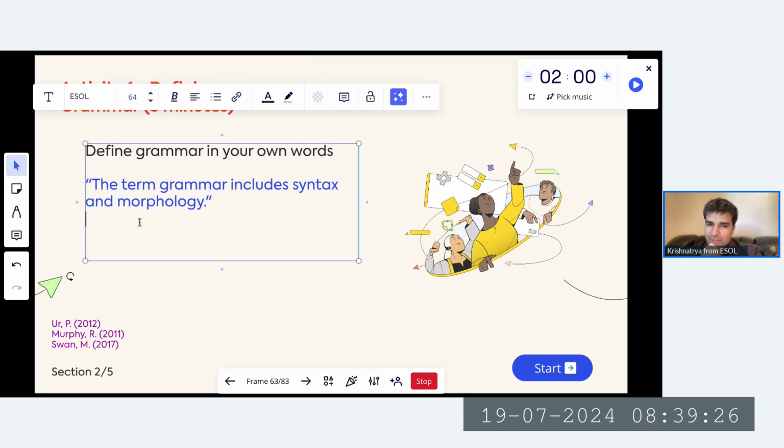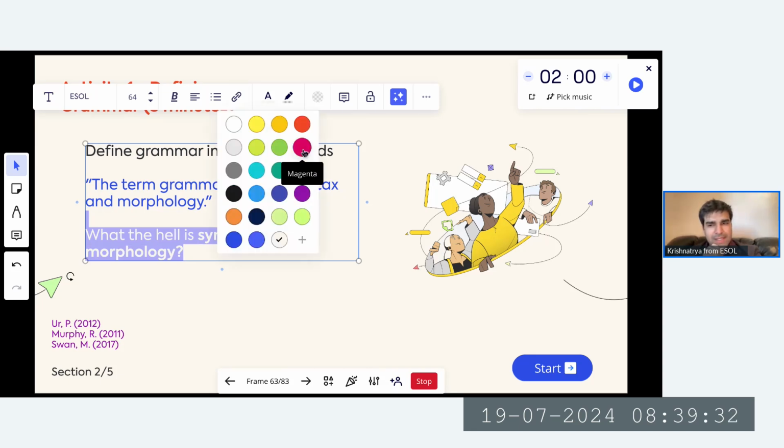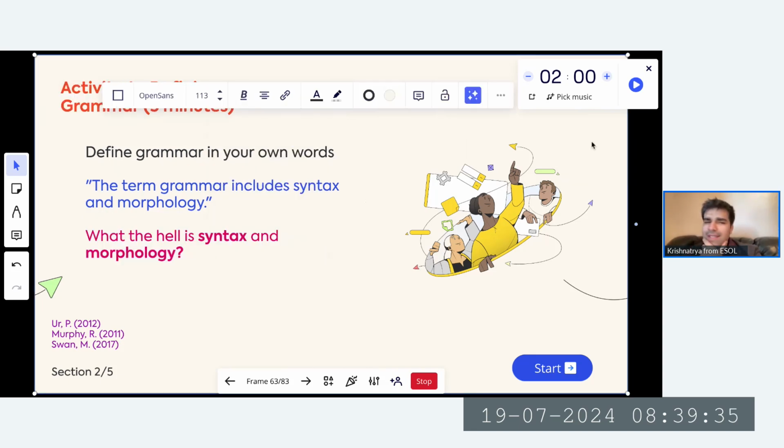But there's another important question. What the hell is syntax and morphology? Does anybody know? Thank you, Sagar. Feel free to put your answers in the chat box. Aditi says, no idea, not a problem, that's okay. It's quite a weird combination of words anyway. Ranjita, you're right. Thank you. Aditi, good idea. Yep, I agree. Thank you. Anybody else?